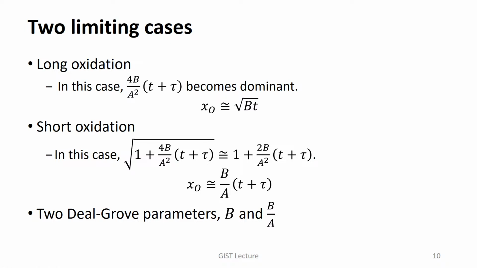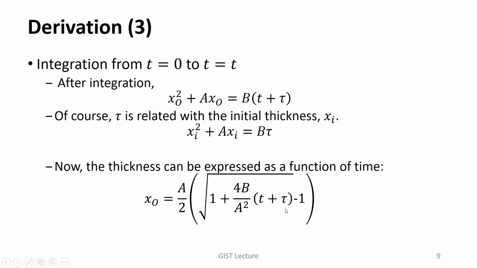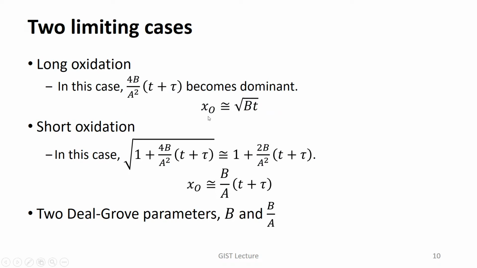Before going into the Python implementation, let's consider two limiting cases. One case is long oxidation. In this case, t is much larger than tau, so now this term can be simply regarded as this one. Also, here we have 1 and -1, that doesn't matter. So considering this approximation, we can find that in this limiting case, XO follows the square root of B times t.